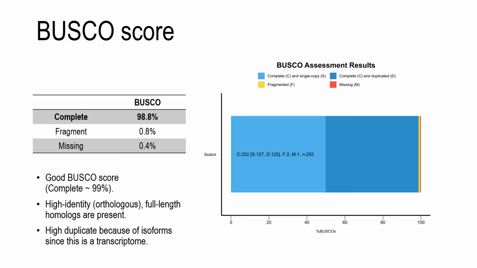This slide is dedicated to the BUSCO score, so we have to look at the complete BUSCO score. And for complete, we've got around 99%, which is a very good score. It means that we have high identity orthologous full-length homologs present in our assembly. And there's a concern about high duplicates over here in the dark blue. So complete but duplicated. And this is usual for a transcriptome because of the isoforms. So since this is a transcriptome assembly, we've got a good BUSCO score from this assembly.